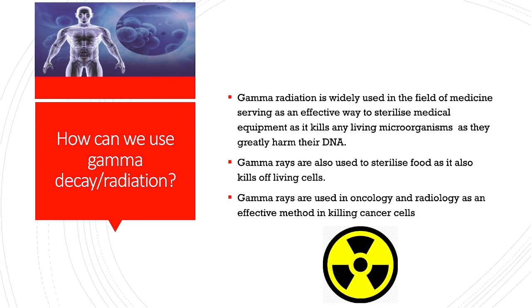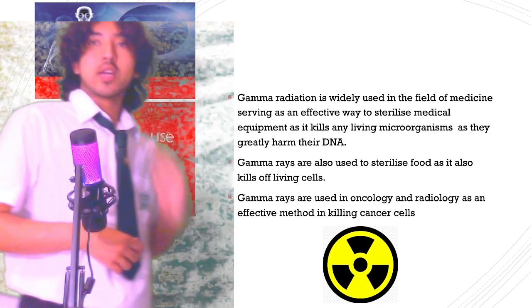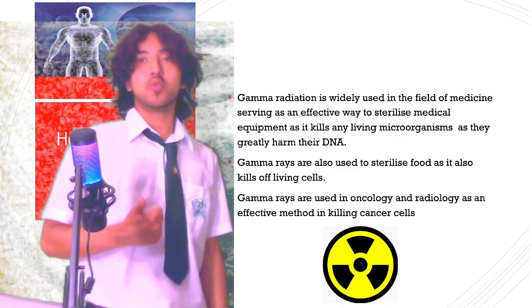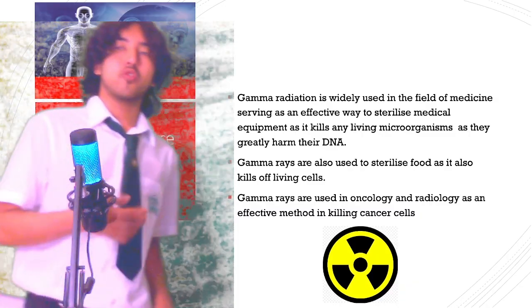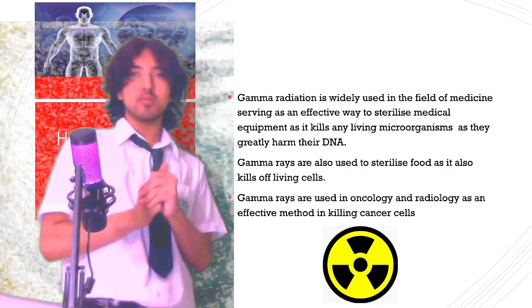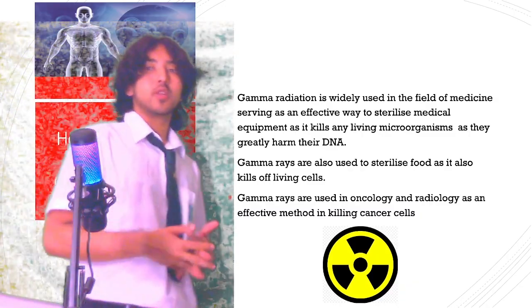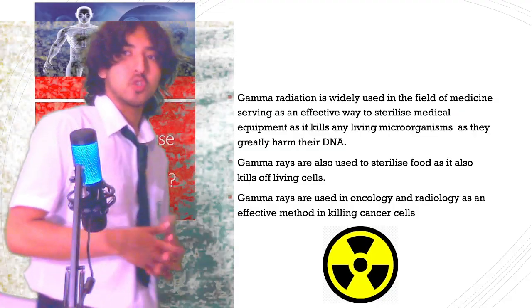Gamma rays are also used to sterilize food, as they can kill many harmful cells or microbes in the food we eat. Gamma rays are also used in oncology, which is the field about cancer, and radiology as an effective method in killing cancer cells and tumors, because it disrupts their DNA.